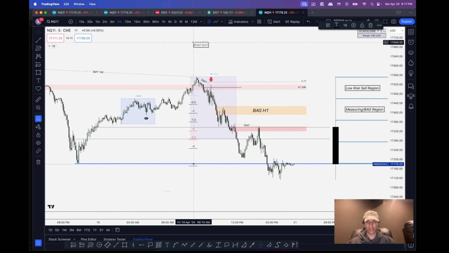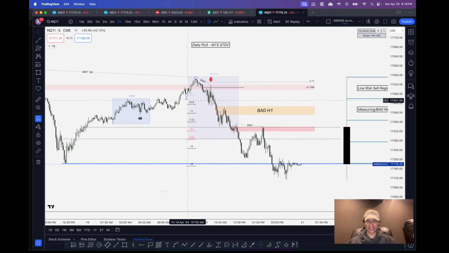As you know from my Twitter, for a daily power of 3, I use M15 standard deviations. So when I have these deviations forming and I get a reaccumulation in here, and then I get another silver bullet reaccumulation in this region with my 4th deviation mapping to this terminus, that is a very nice projection to use.